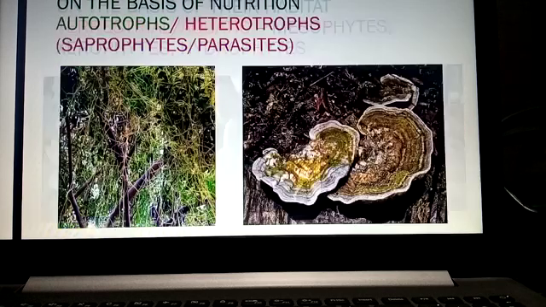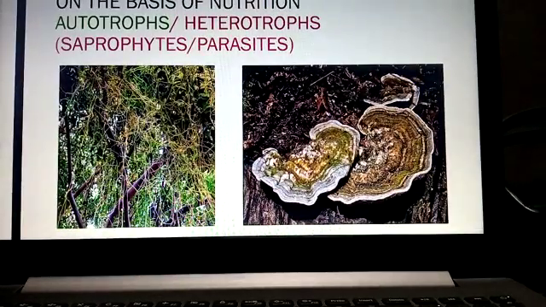Coming to the last one, that is on the basis of their nutrition. On the basis of nutrition, the plants are divided into autotrophs and heterotrophs. In the first lesson, we discussed autotrophs and heterotrophs. Autotrophs are the plants which can prepare their own food, and heterotrophs are the plants which depend on other plants for their food. Under heterotrophs, again we have two different types, that is saprophytes and parasites.